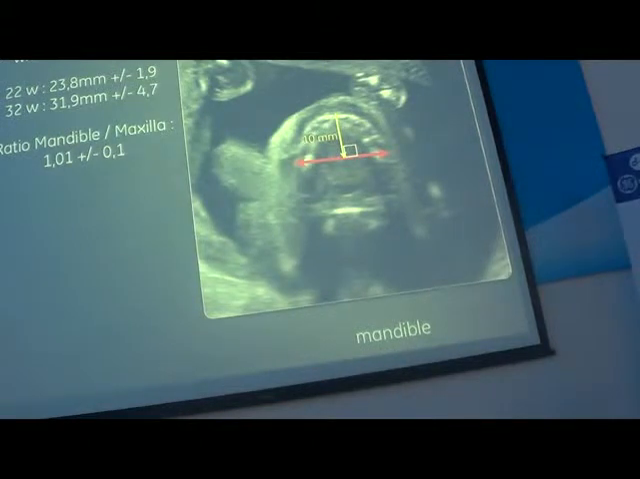Mandible and also the maxilla we can do measurement, but you will never use it on a screening examination. It's only when you suspect something that you have to do this measurement.